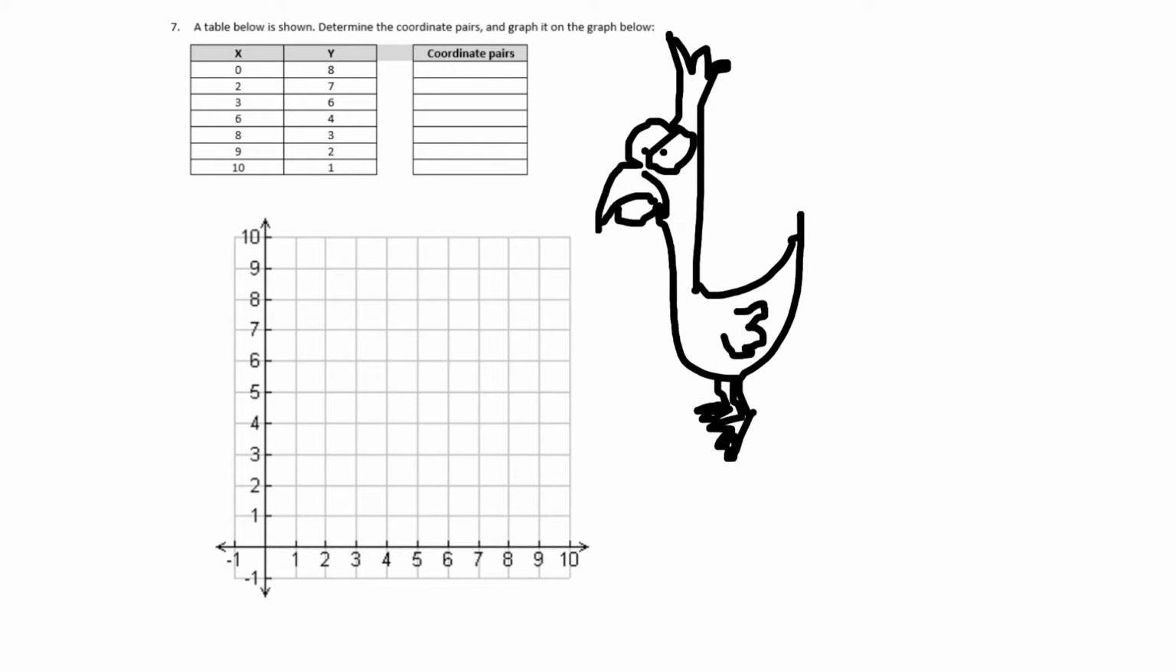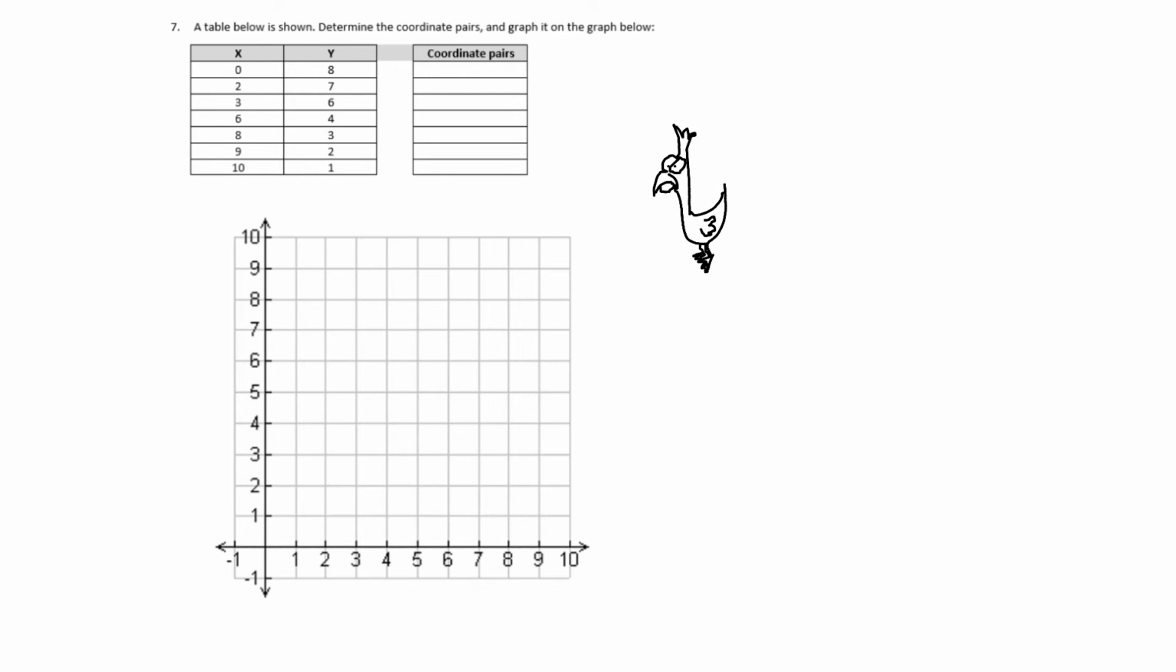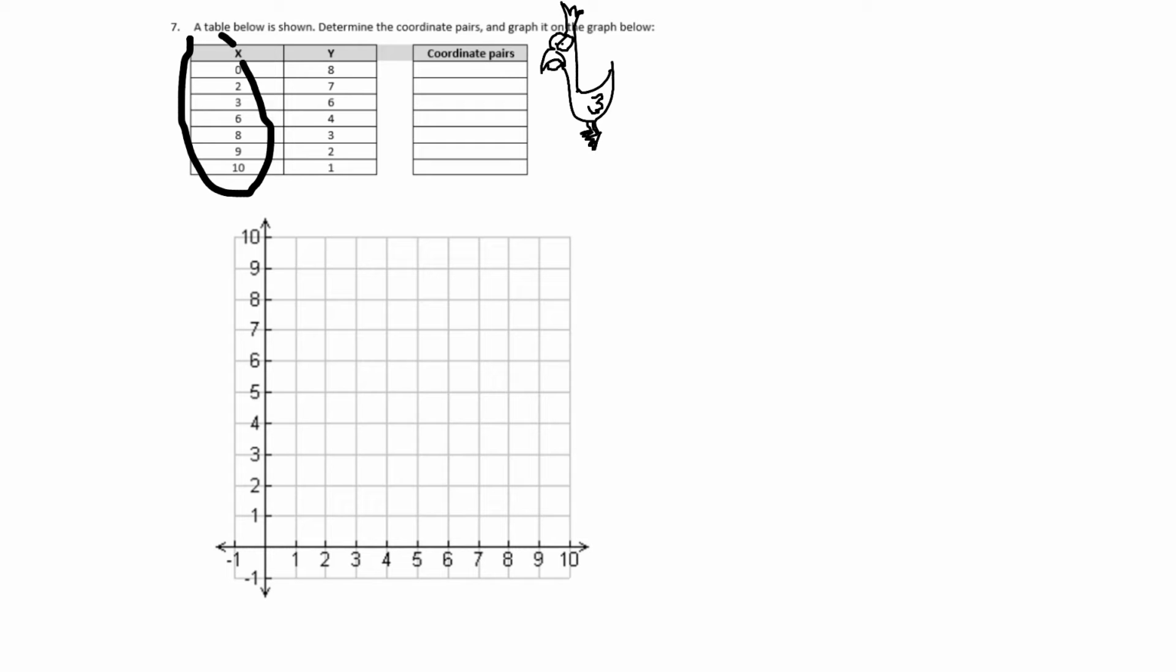Now, Mr. Chicken has the ability to shrink in size. So Mr. Chicken is going to shrink in size and come over here to the coordinate pairs grid. And what we're going to do is try and turn each of these X and Y coordinates into coordinate pairs. So let me just go ahead and erase that and we'll get started.